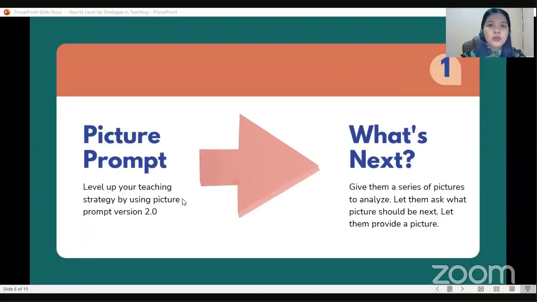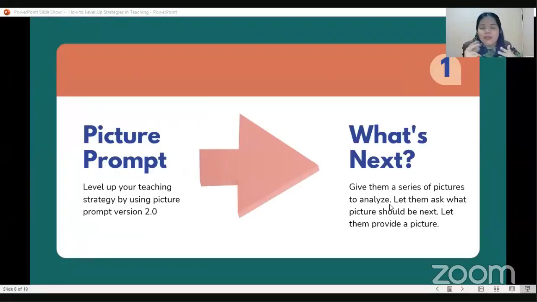And also, as we provide them pictures, we also give them a technique or philosophy maybe, or a certain reference on where can they compare this picture. So say for example, let us give them series of pictures to analyze. Then let's ask from them, ano dapat yung next? Tapos instead na usual, di ba sa picture prompt, pagbibigay lang sila ng word na answer and all.